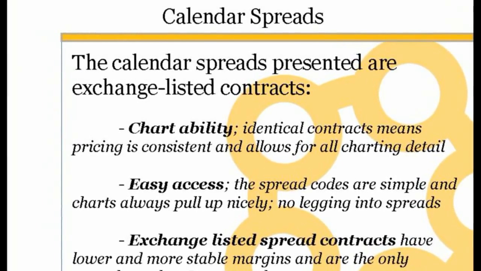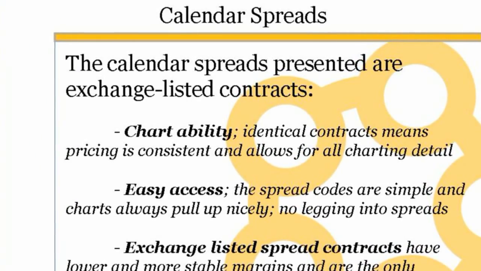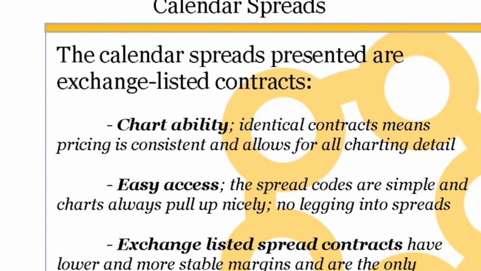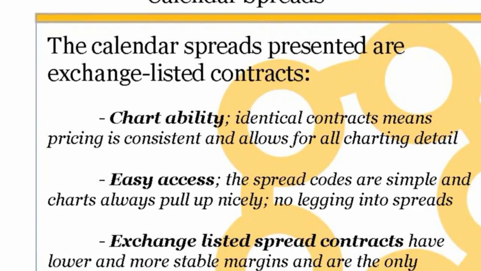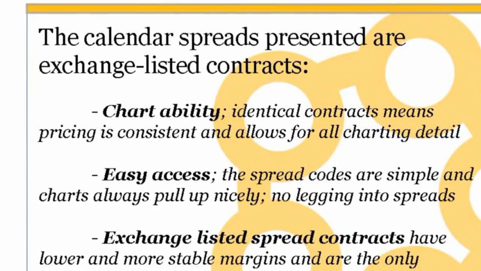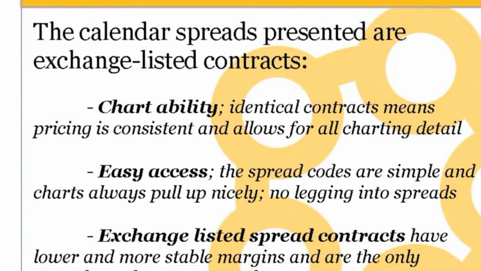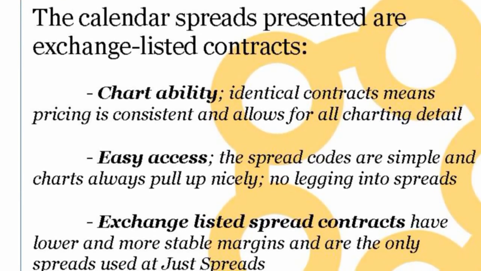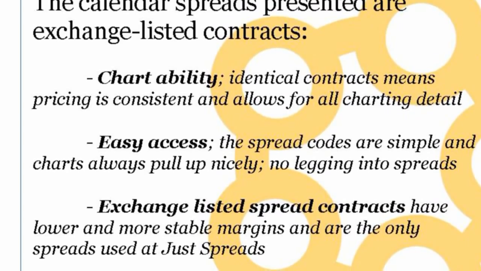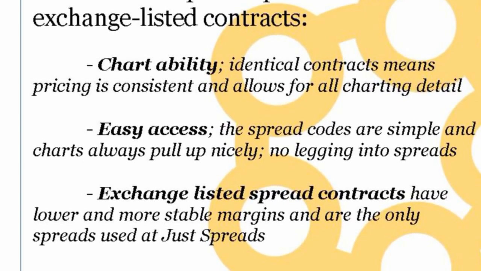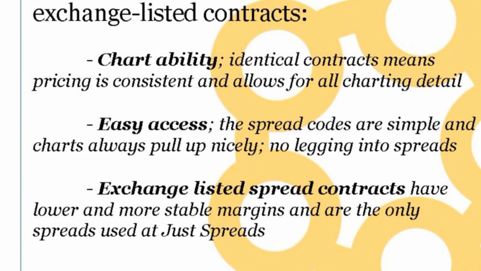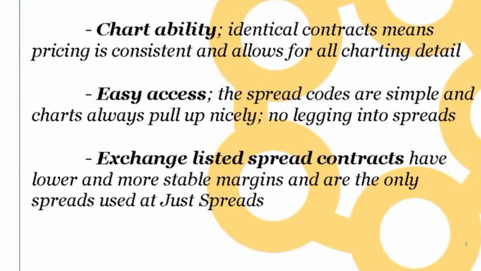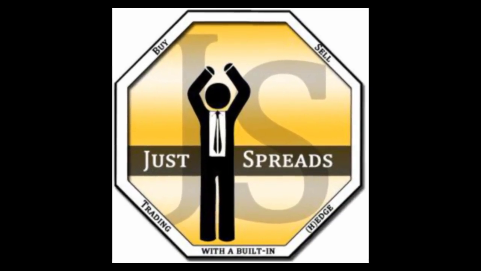Here are the key features and benefits for using calendar spreads. Chartability. Identical contracts means pricing is consistent and allows for all charting detail, specifically bar charts, where we have an open, high, low, and settlement price. Easy access. The spread codes are simple and charts always pull up quickly and cleanly. No legging into spreads or ratio calculations required. Exchange-listed spread contracts have lower and more stable margins and are the only spreads used at Just Spreads.